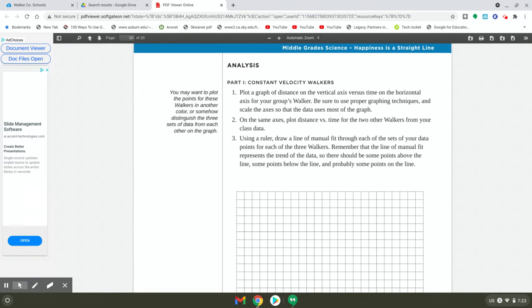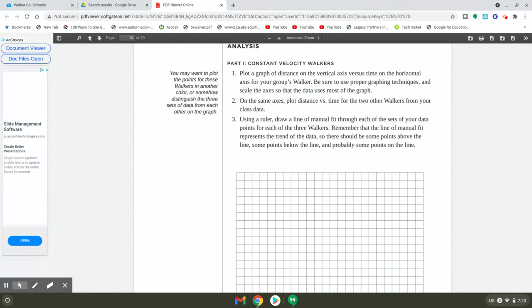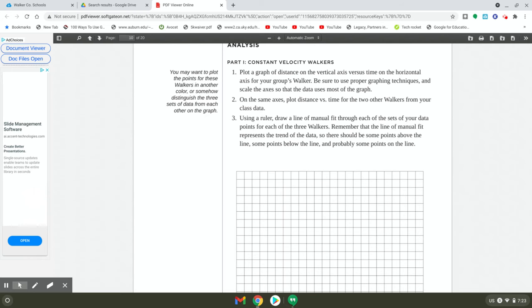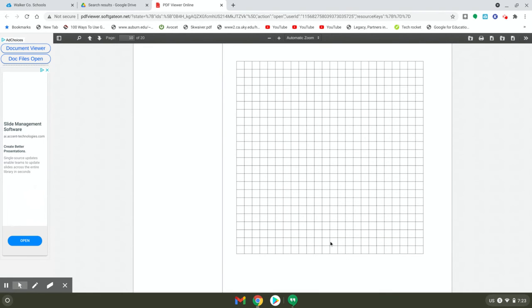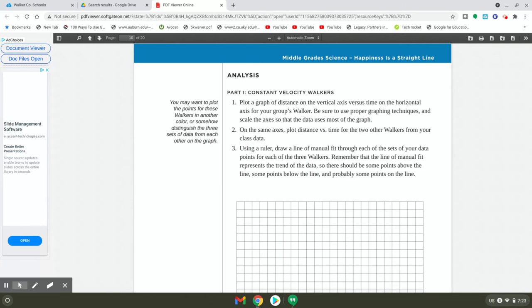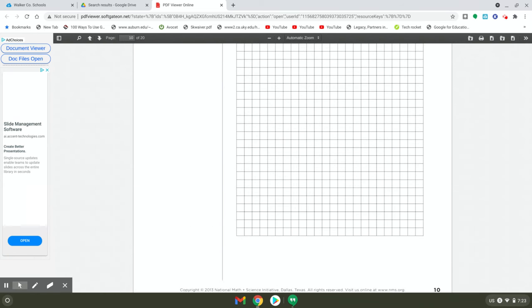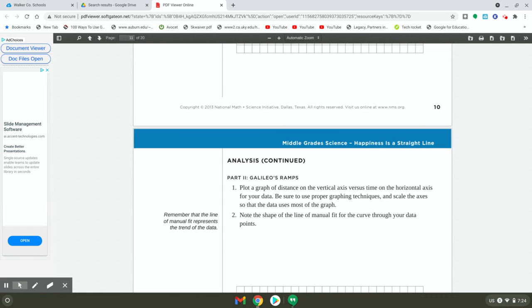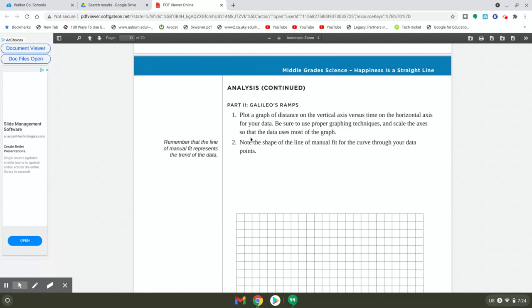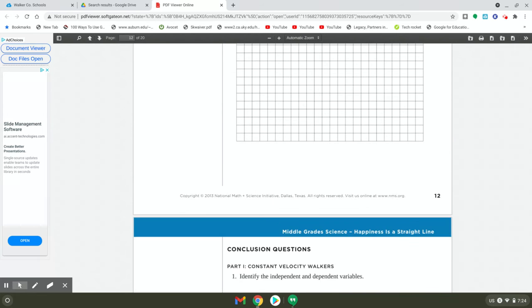So here's the part 1 analysis where you are going to graph your data. It gives you instructions on what to put where. The distance you walk is on the vertical axis. The time is on the horizontal axis. We are doing a line graph, by the way, not a bar graph. You are doing a line graph. We're skipping part 2. See that part 2? We're not doing part 2 of this lab or part 3.